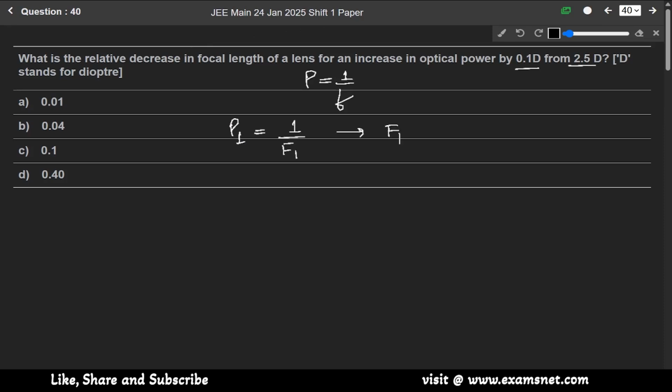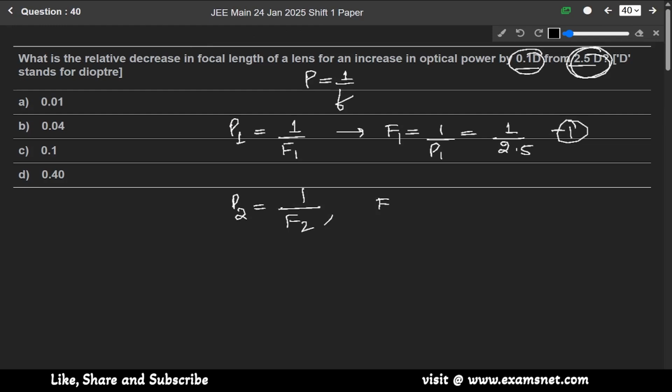Means F1 is equal to 1 over P1. When starting, the power is this. So F1 will be equal to 1 over 2.5. Now in the second case, it is increased by 0.1 diopter. So P2 will be equal to 1 over F2, meaning F2 will be equal to 1 over 2.5 plus 0.1. So it will be 1 over 2.6. This is the second case.